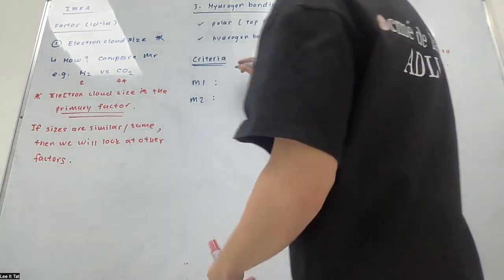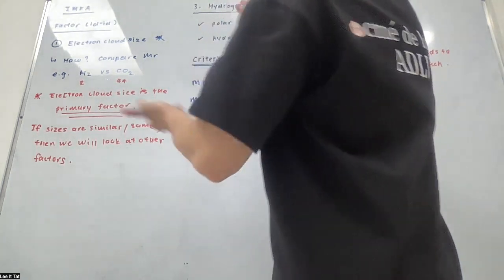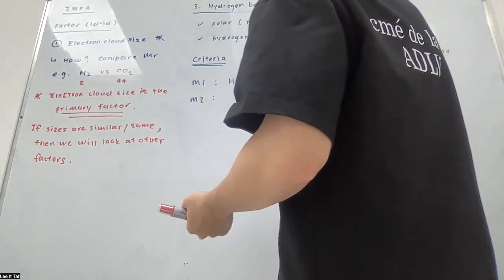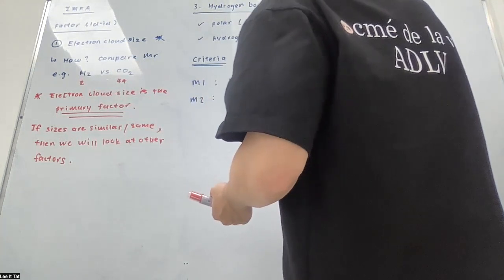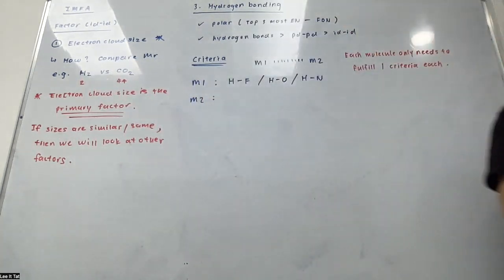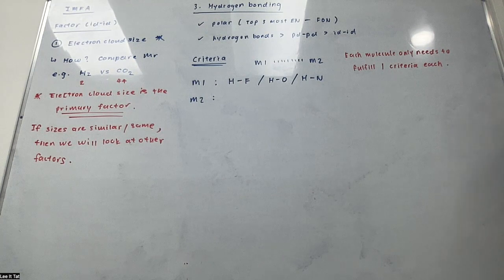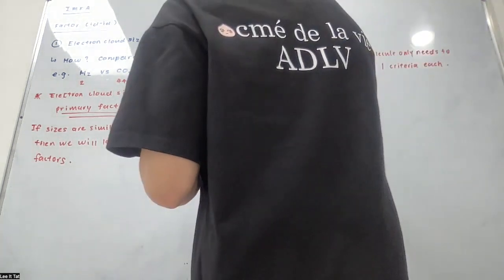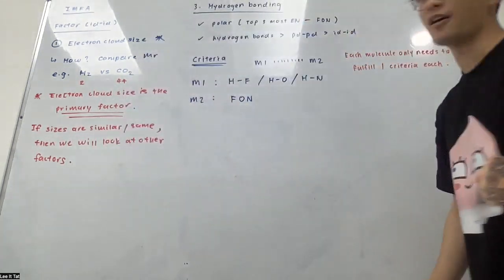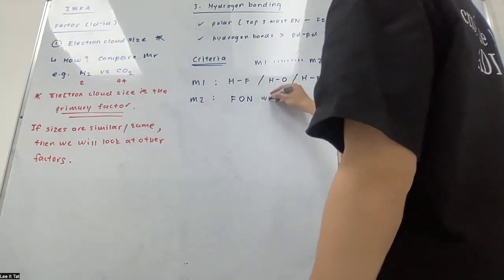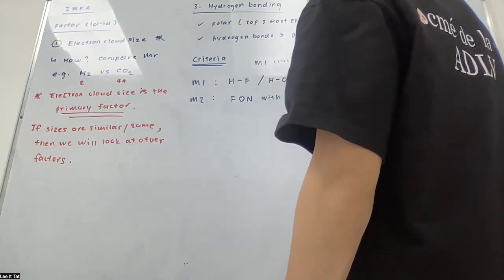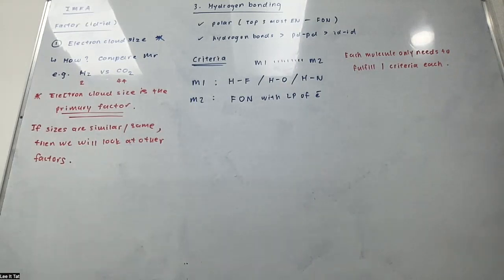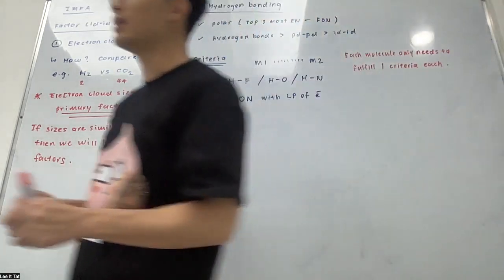The first molecule must have a hydrogen, that's why it's called hydrogen bonding: hydrogen bonded to F, hydrogen bonded to O, or hydrogen bonded to N. F, O and N, that's the top three. You must have at least one of these bonds, and move on. That's what molecule one needs to have. The other molecule must also have one of the elite club members, F, O or N, with a lone pair of electrons. That's the criteria to form one hydrogen bond. Make sense? Okay.